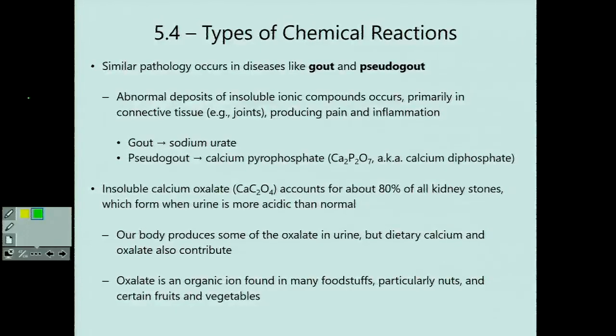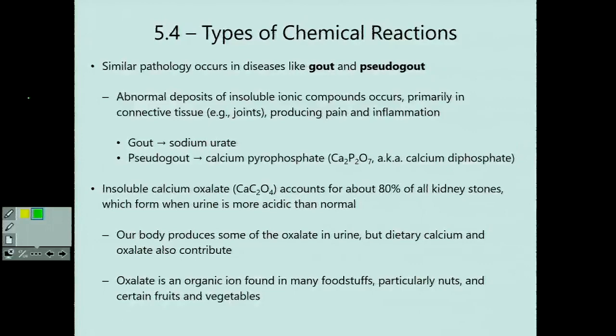So it has to do with the acid-base balance of the urine, and as I said, it's a complex process, but our body produces some oxalate that ends up in the urine, and then the dietary calcium that ends up in the urine as well, and as we're excreting urine, can produce the perfect cocktail that these things start precipitating.